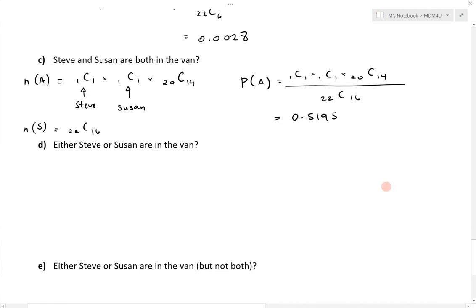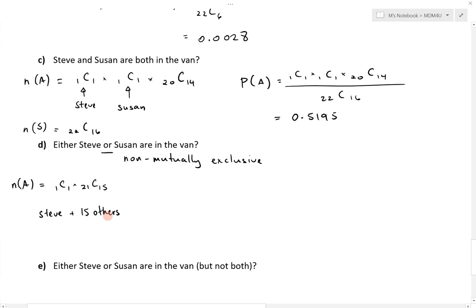What if either Steve or Susan are in the van? Or, so it's non-mutually exclusive. Okay, so you have to look at this, where you have to count n of A, a little bit differently. So what if it's Steve? 1 choose 1 for Steve times 21 choose 15. So you have to have Steve plus 15 more people. Now there's 21. So Steve plus 15 others.